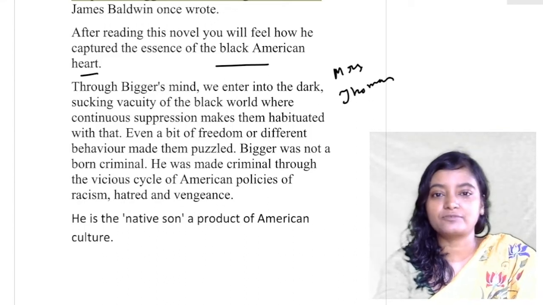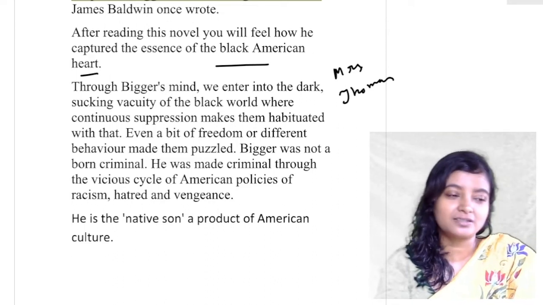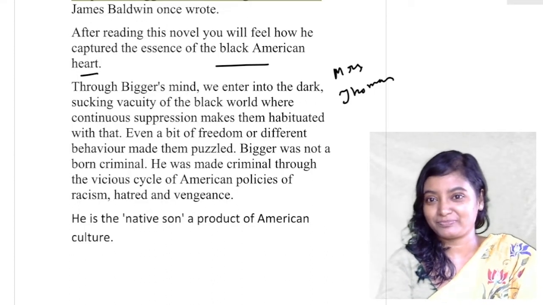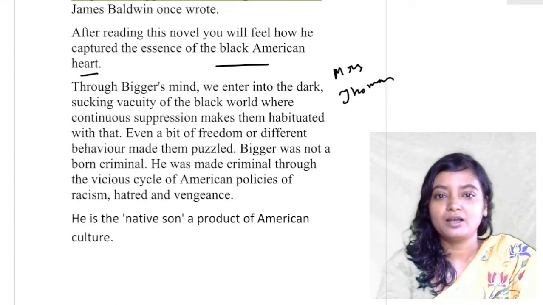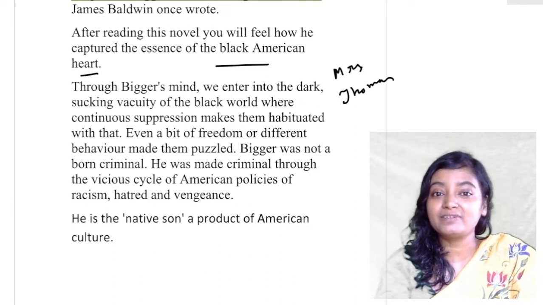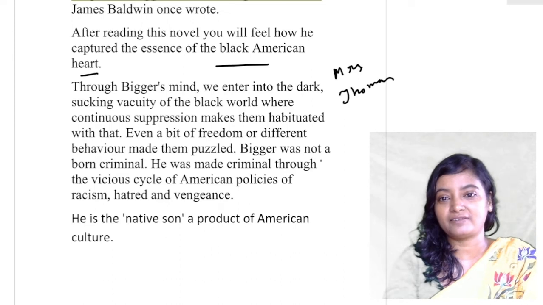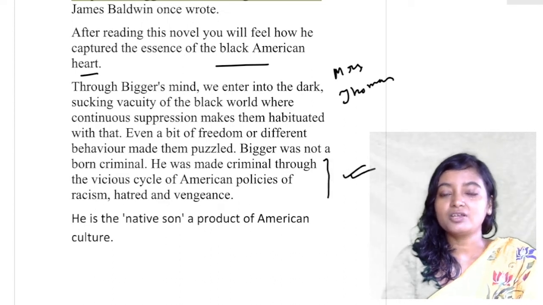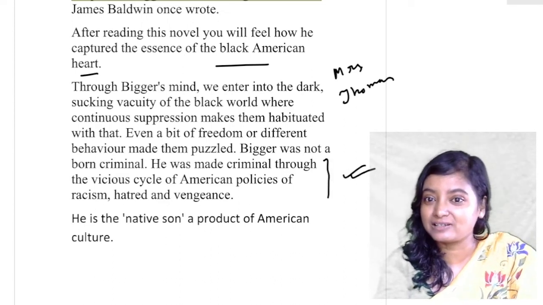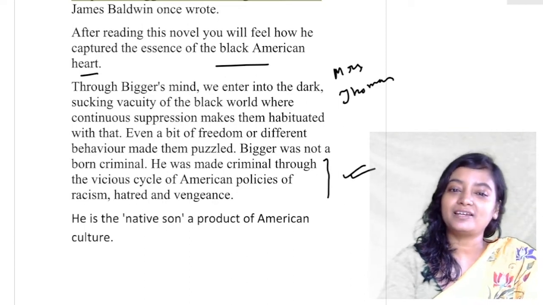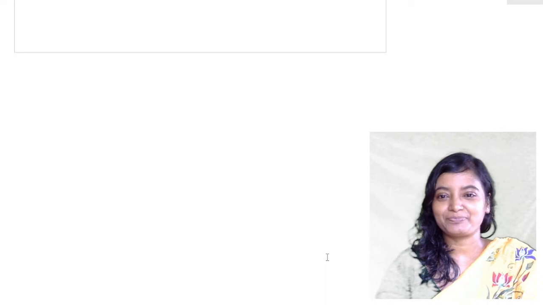So yes, she comes to Mrs. Dalton, but again she is submissive in everything because she is waiting for the afterlife. She has enormous faith in God, in religion, and of course in whiskey. Bigger was made a criminal through the vicious cycle of American policies of racism, hatred, and vengeance. Bigger was not a criminal. He is the native son, a product of American culture.